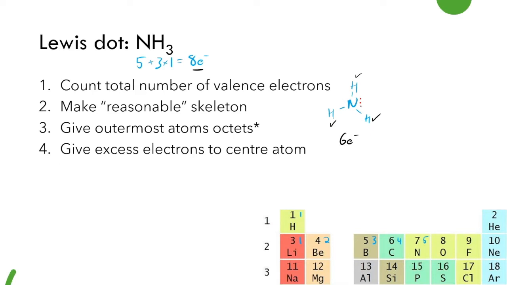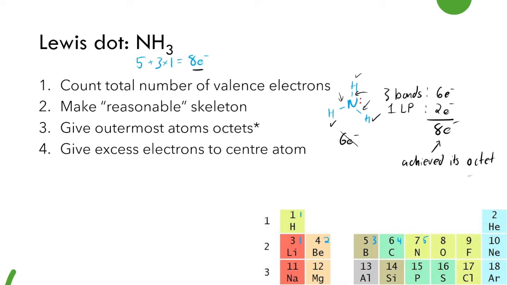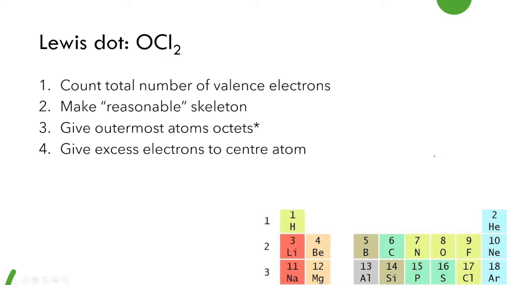We should check now. The center atom, how many electrons does it have total? Well, it has 1, 2, 3 bonds, giving it 6 electrons, and 1 lone pair, giving it 2 electrons, totaling 8 electrons, so it has achieved its octet. And therefore, it's pretty happy. Try pausing the video and give this one a go.